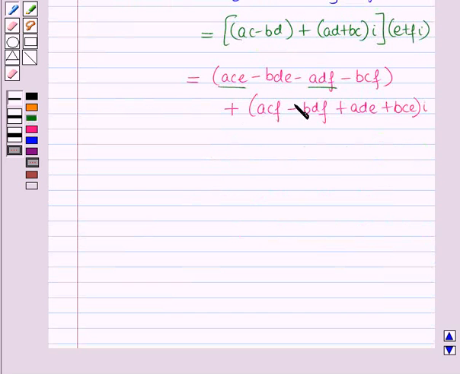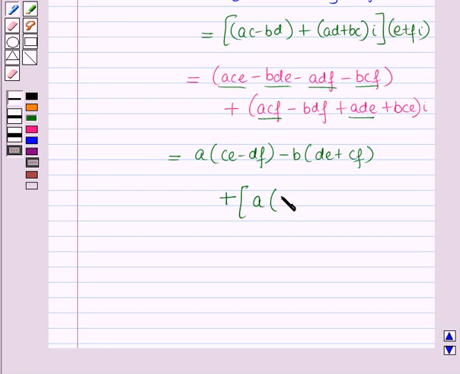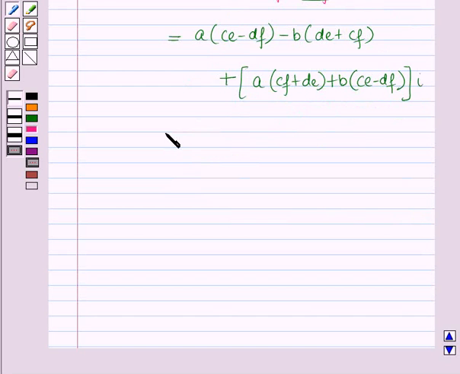Now from these two terms, taking a common, it will be equal to a into (ce minus df), and from these two terms, taking minus b common, it will be minus b into (de plus cf), plus, now from these two terms, taking a common, it will be a into (cf plus de), and from these two terms, taking b common, it will be plus b into (ce minus df), this whole into iota. Further, it can be written as (a plus b iota) into ((ce minus df) plus iota into (cf plus de)).